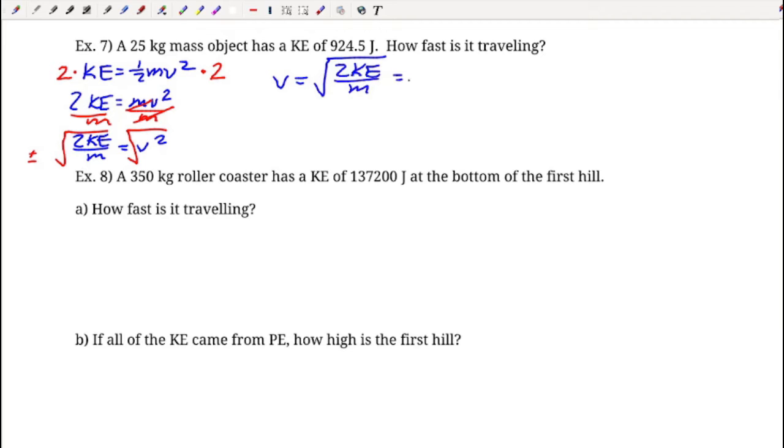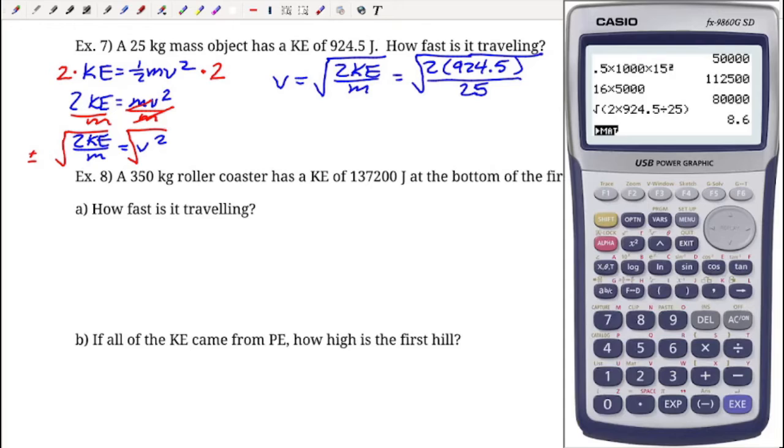And at this point, we can start plugging in our numbers, so twice the kinetic energy, 924.5, divided by the mass of 25. Pull out your calculator and see what you get. The only thing I would say is when you're typing in something under a square root, make sure you've got your parentheses all in the right place so that you're square rooting the whole thing, or type it in first and then take the square root of the answer. But our final answer is 8.6 meters per second. And again, because there's no direction given in the question, we don't care. We're not going to do negative 8.6 or positive 8.6, just 8.6.